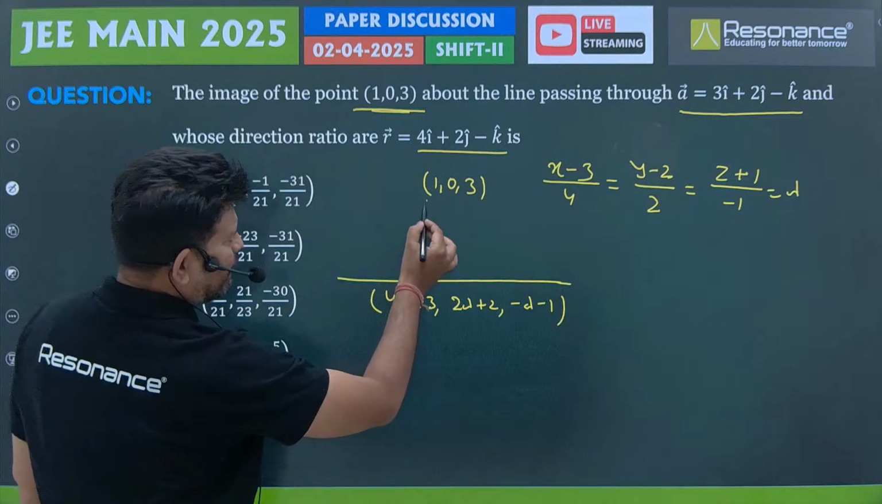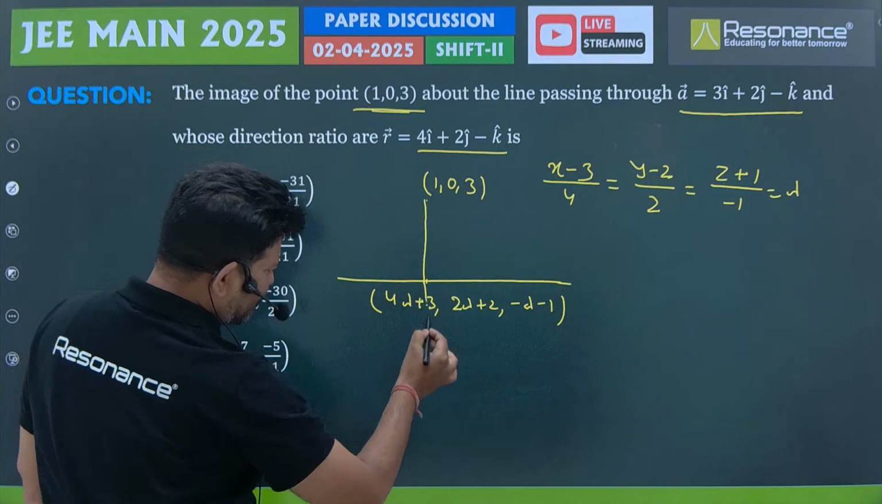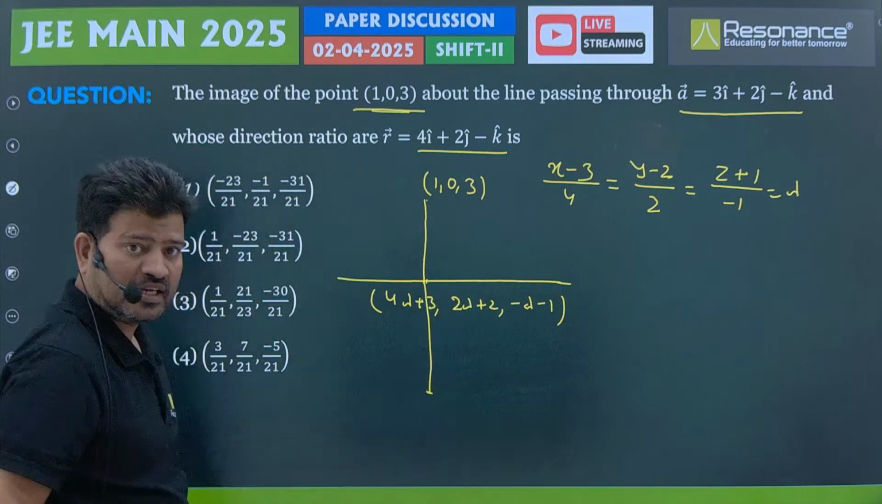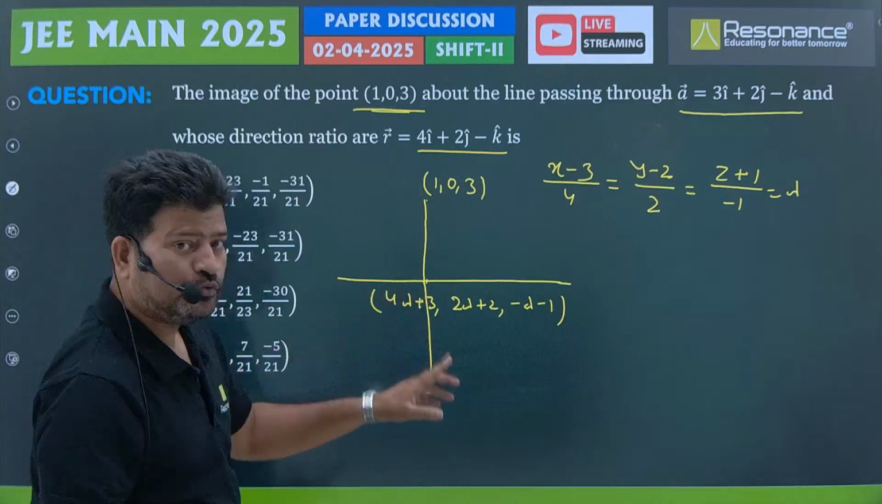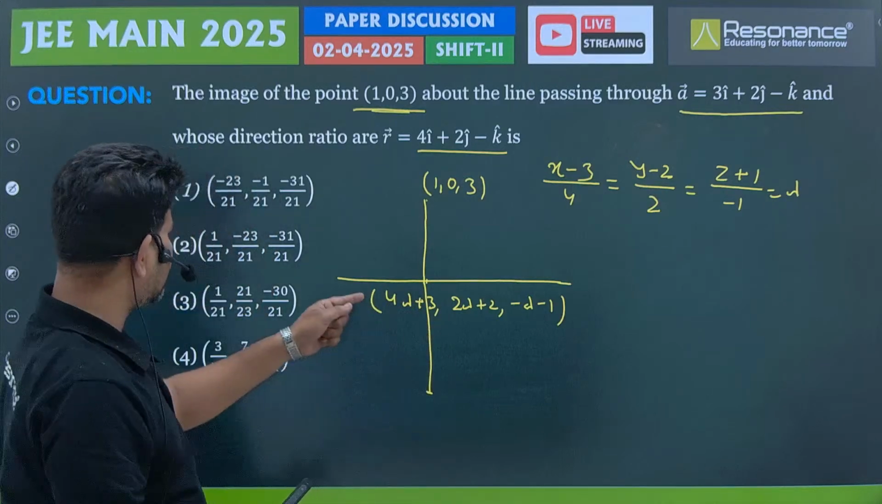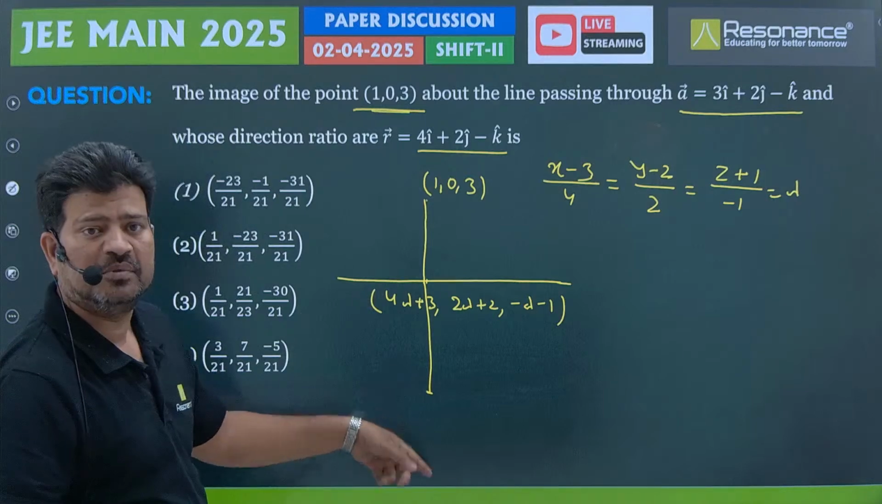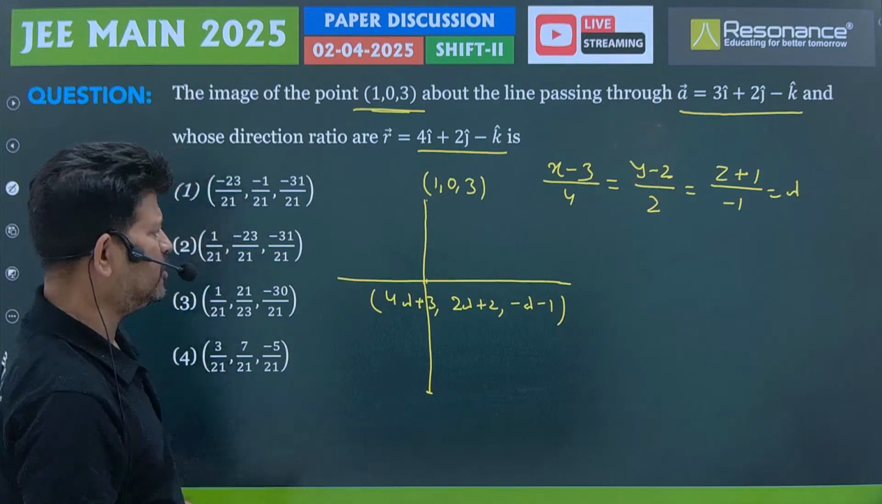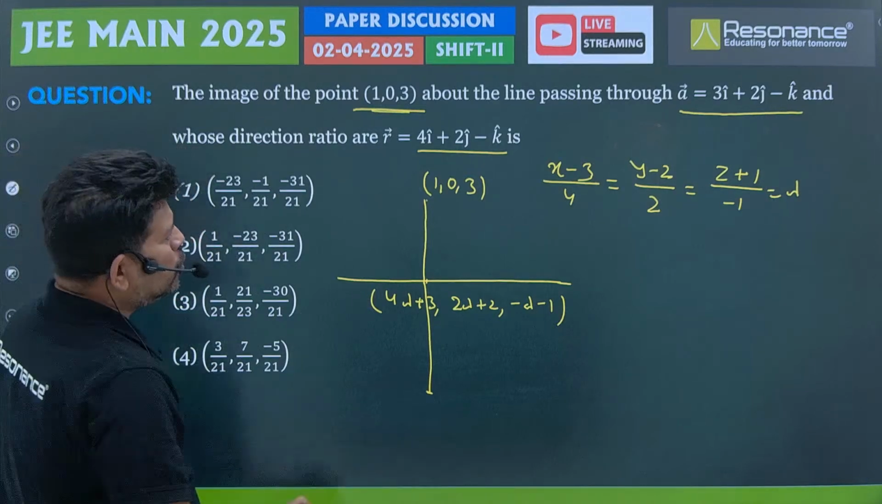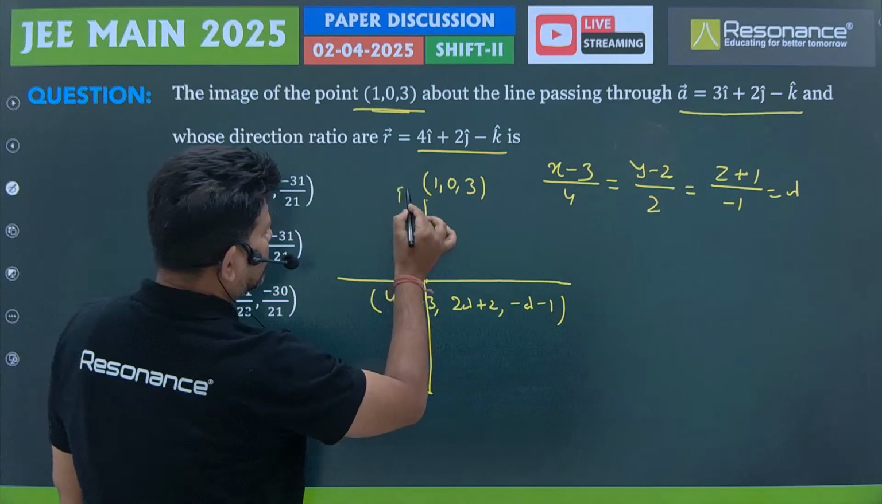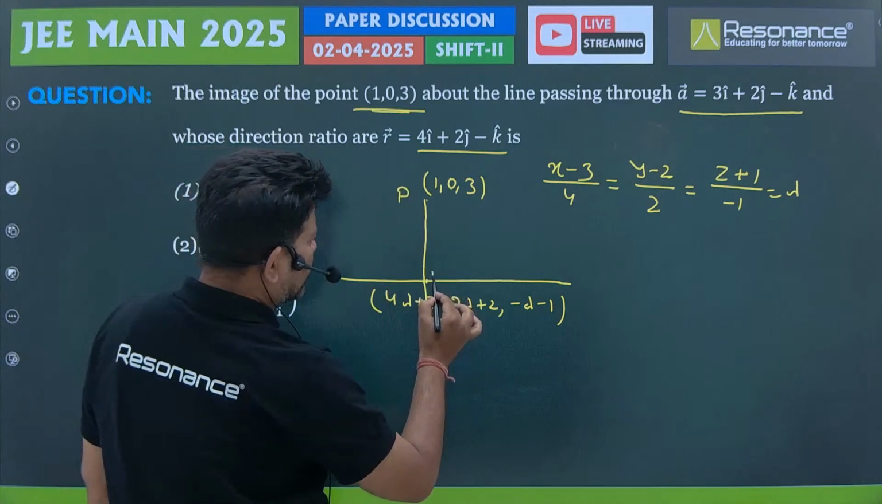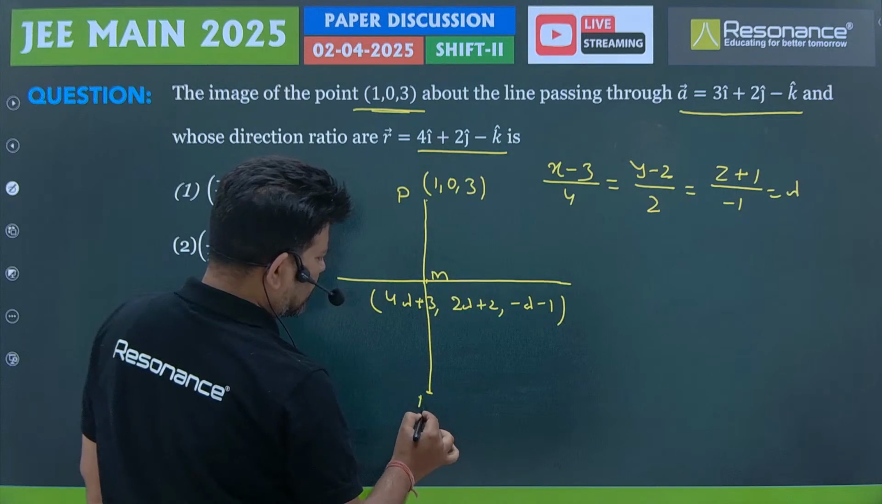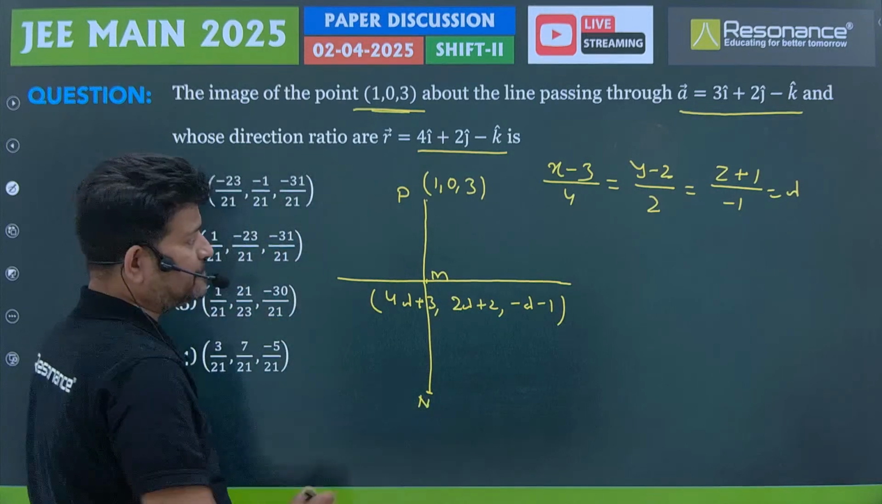Now you can see, from here to the image, what is this distance? So we try to find the foot of the perpendicular. Once we can find the foot of the perpendicular, then we can easily find the mirror image also. So I am naming this point P, this point M, and this point, the mirror image, N.